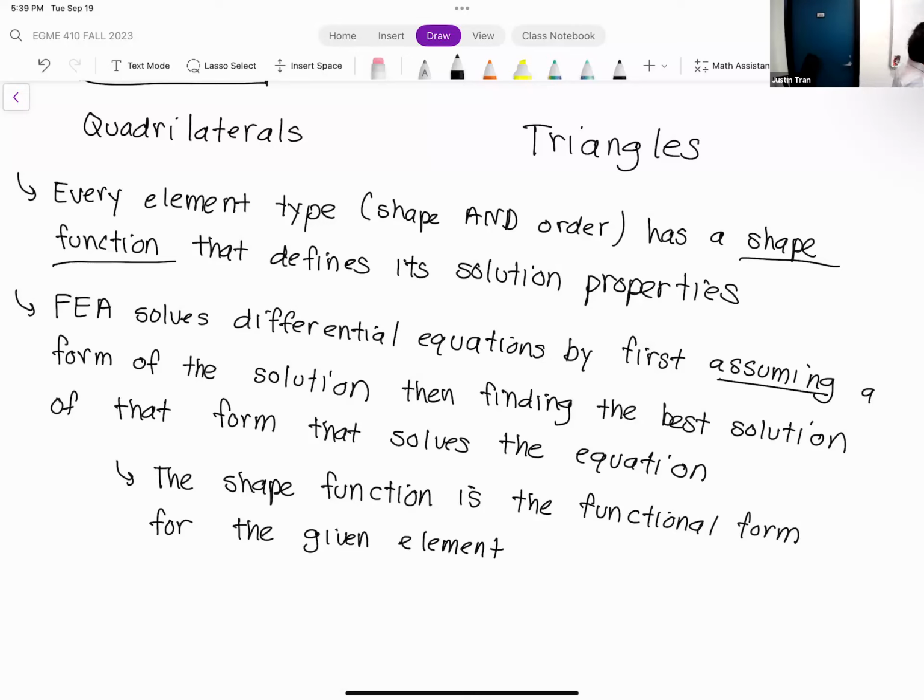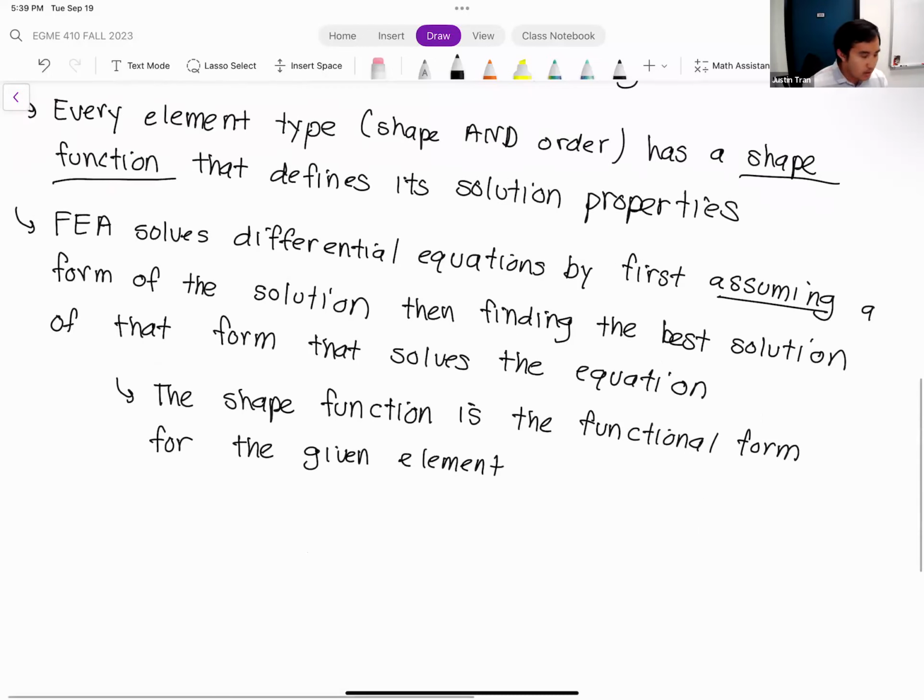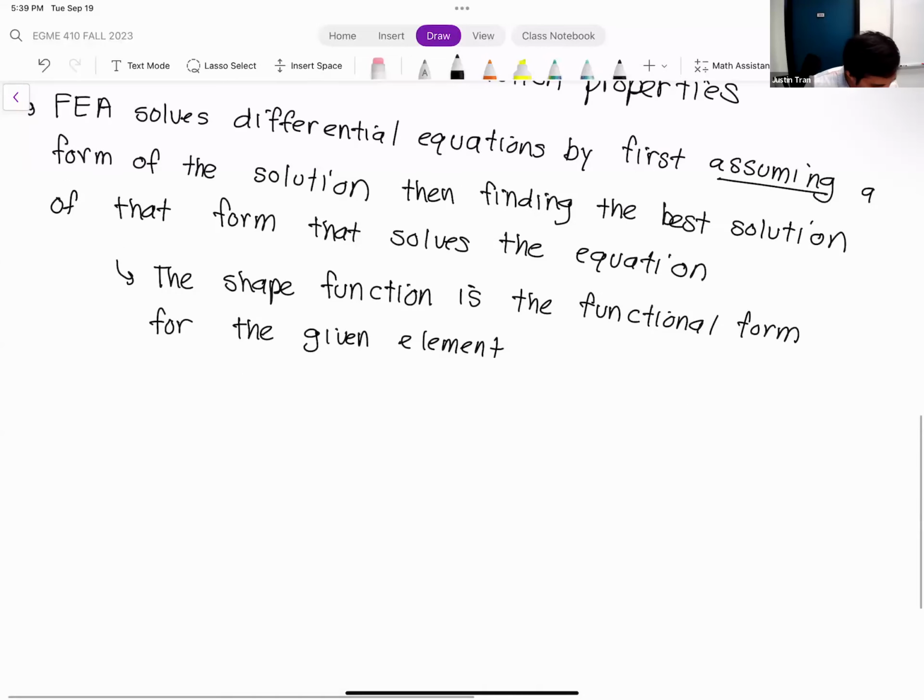The exact form of that shape function is different depending on what shape we have and what order we have for that element. And there are lots of cool things that you can do with the shape functions too, in terms of interpolation and things like that. To illustrate this, let's go through the elements, and we'll talk about what their shape functions look like and why they have a certain form. Let's start with the linear quadrilateral.